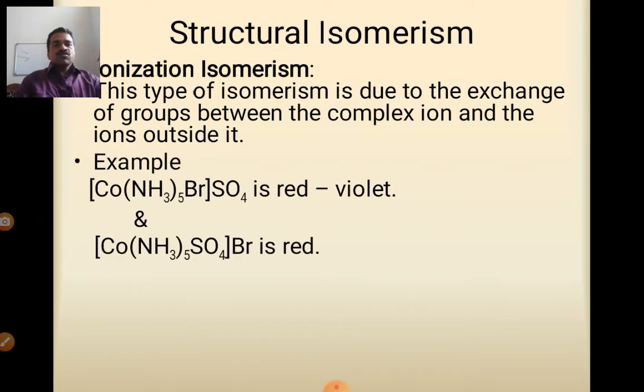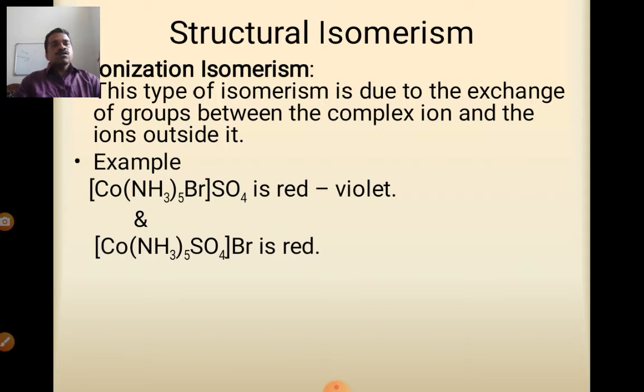For example, this complex, pentaamminebromocobalt sulfate, which is red in color, has the formula [Co(NH3)5Br]SO4, with bromide inside the coordination sphere and sulfate outside. If we see the molecular formula of this complex, it is the same, CoBr(NH3)5SO4, but in the first isomer, the sulfate ion is outside the coordination sphere and the bromide ion is inside. When we dissolve this complex in a solvent, we get sulfate ion and one complex ion, and it is red to violet in color.